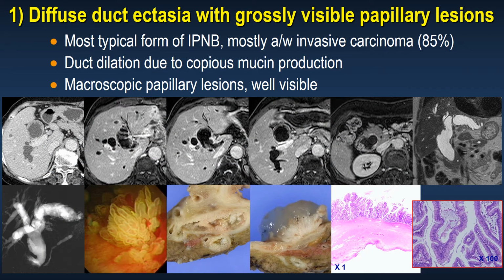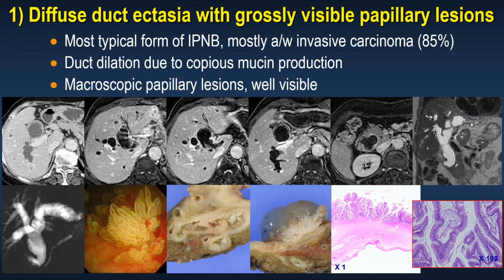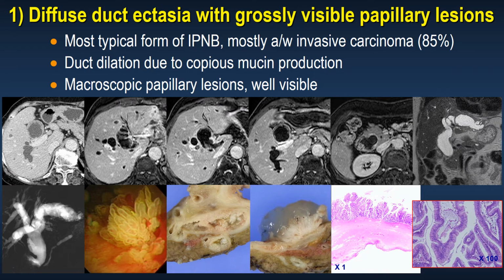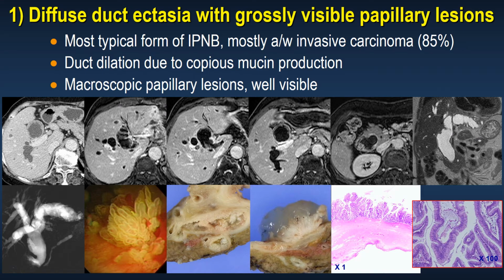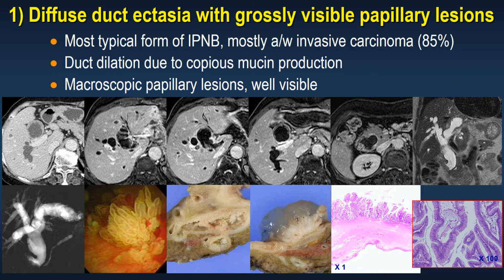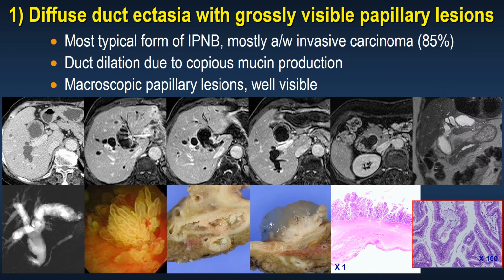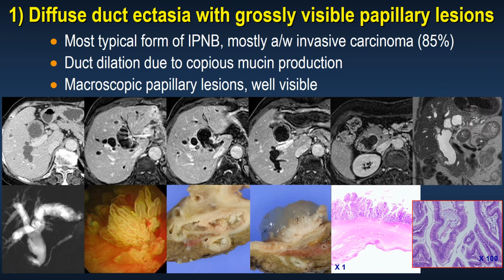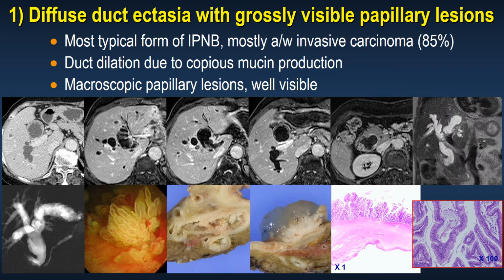In this first type of IPMB, diffuse duct ectasia and papillary lesions are well observed along the inner wall on imaging. This type is considered to be the most typical form of IPMB that does not need to be differentiated from other diseases, and most of them are accompanied by invasive carcinoma.